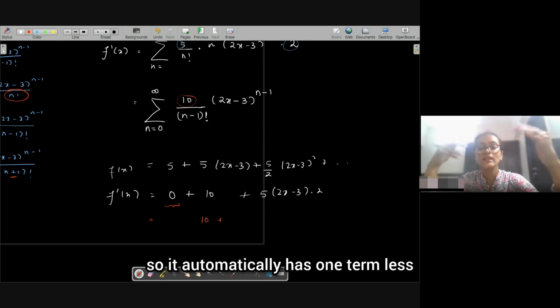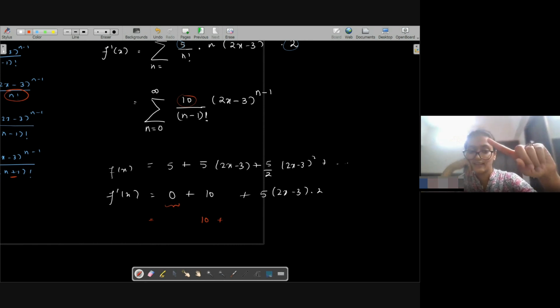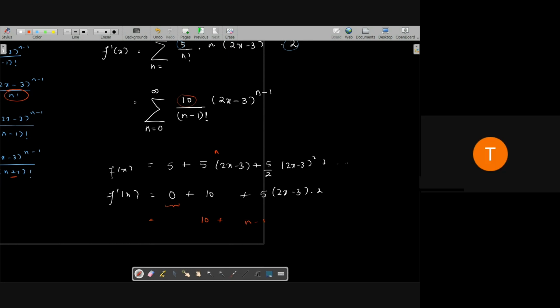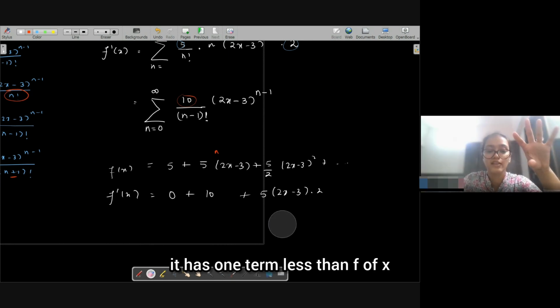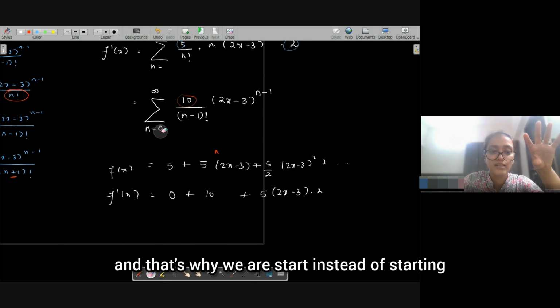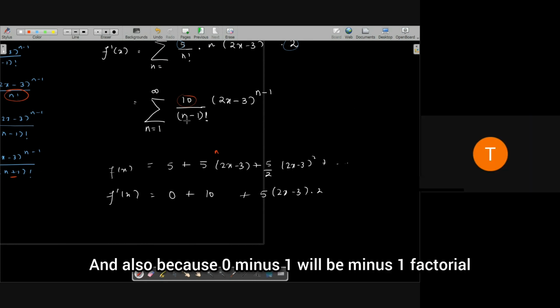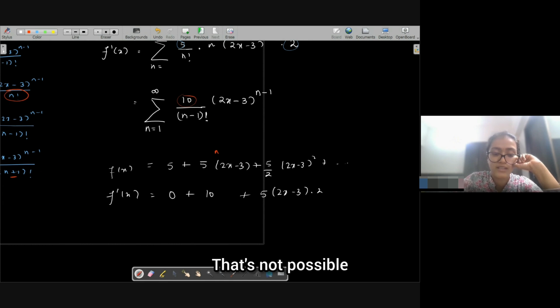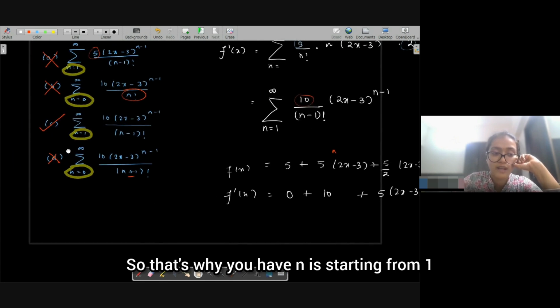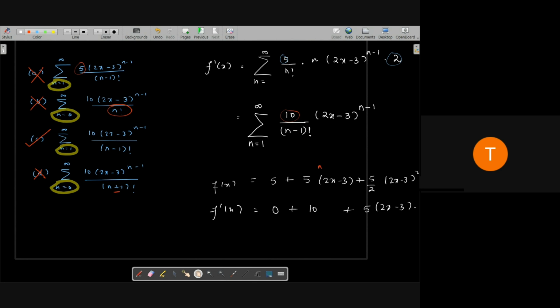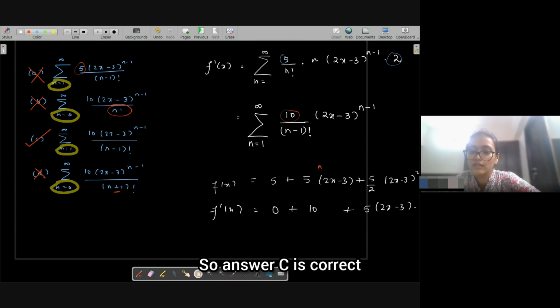So it automatically has one term less than f of x. If f of x has n terms, f prime x will have n minus 1 terms. So it has one term less than f of x. And that's why instead of starting from 0, we are starting from 1. And also because 0 minus 1 will be minus 1 factorial, that's not possible. So that's why n is starting from 1. So answer choice C is correct.